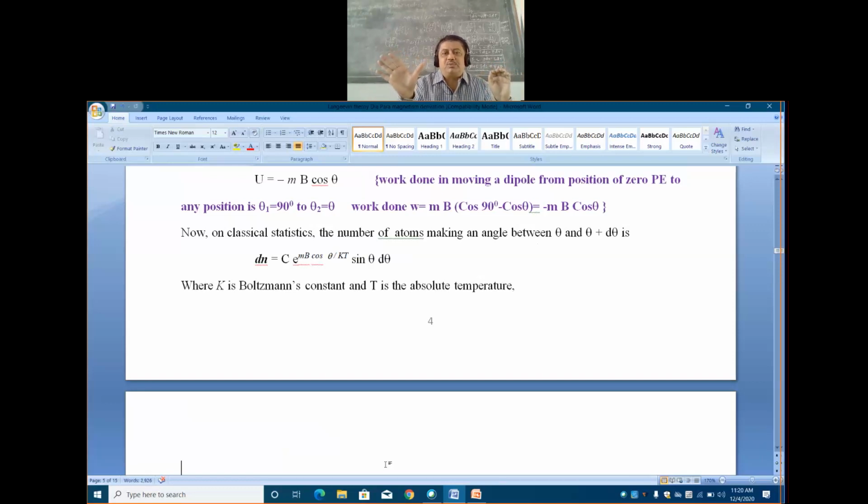So this is the basic expression. I have a few more lines. How do we get this expression? I will explain how it came about. So first, concentrate on the expression.